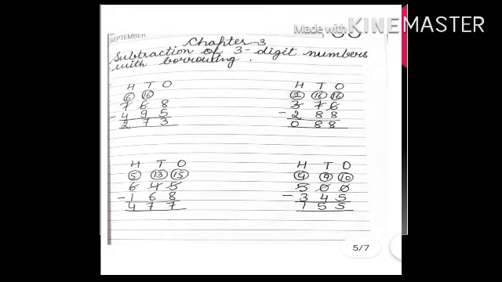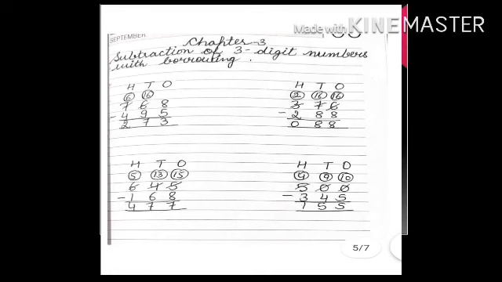Tens place digits. Now we can't subtract 9 from 6. So we will take a borrow from the hundreds place digit. 6 will become 16 and 7 will become 6. 16 minus 9 is equal to 7, and at the hundreds place digits, 6 minus 4 is equal to 2.